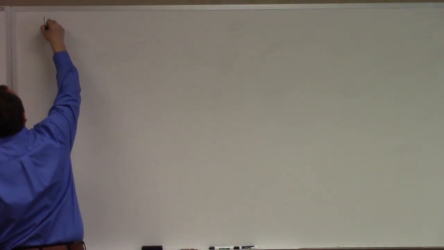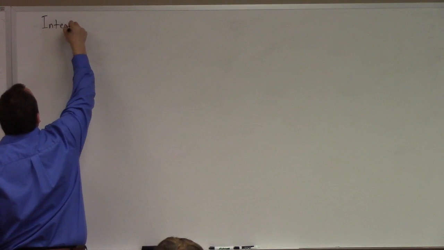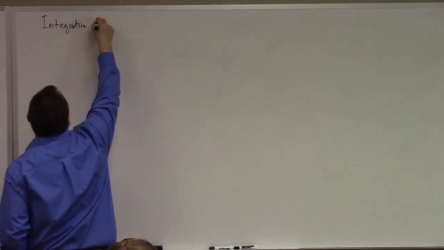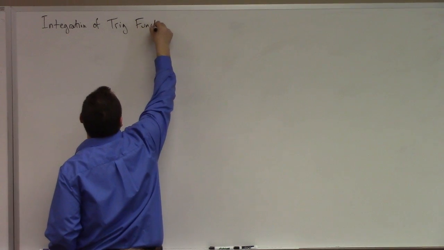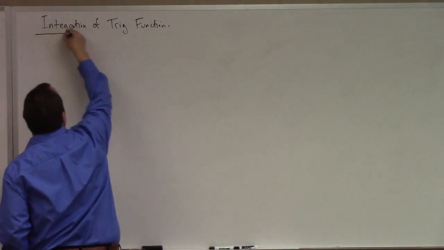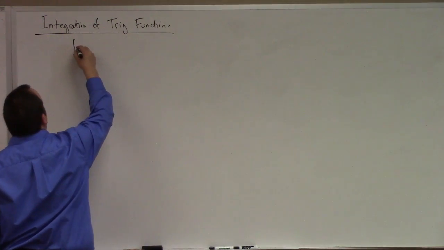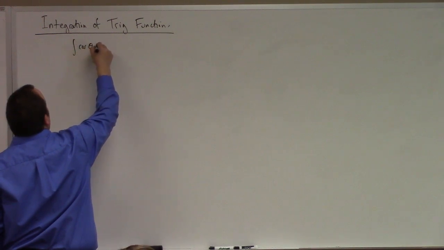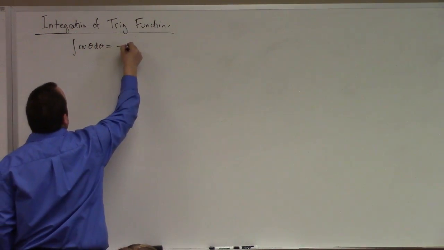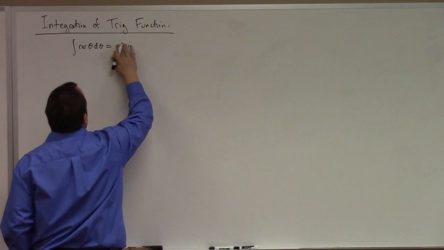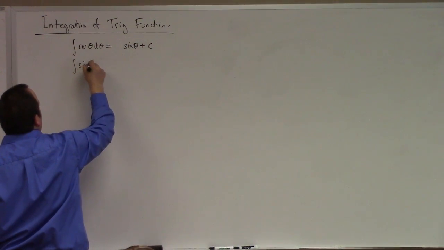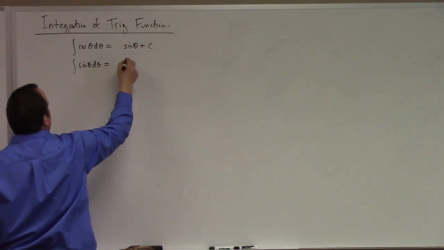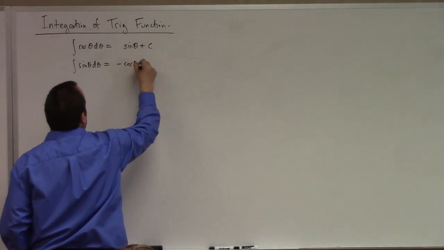Integration of trig functions. Okay, so just to remind you, these we already got. The integral of cosine theta d theta is what? Sine theta. And the integral of sine theta d theta is minus cosine theta plus a constant.